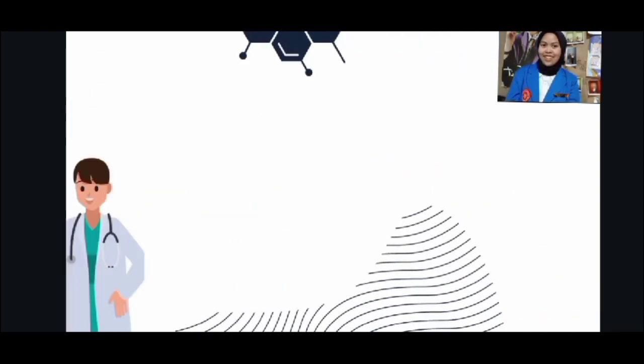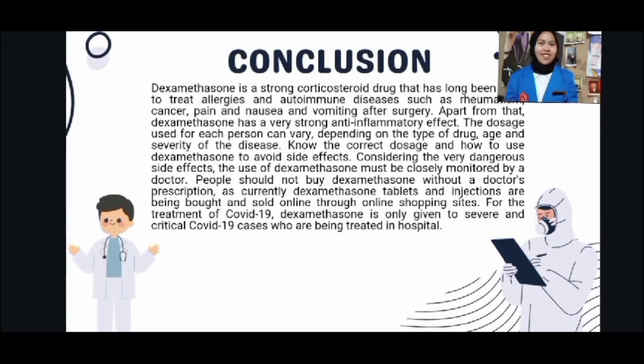Okay, in conclusion, dexamethasone is a strong corticosteroid drug that has long been used to treat allergies and autoimmune diseases, and also cancer pain and vomiting after surgery. Apart from that, dexamethasone has a very strong anti-inflammatory effect. The dose used for each person can vary depending on the type of drug, age, and severity of the disease. Know the correct dosage and how to use dexamethasone to avoid side effects.